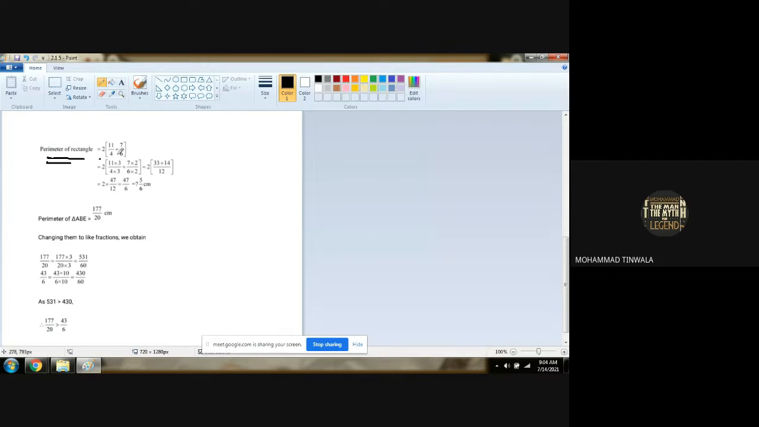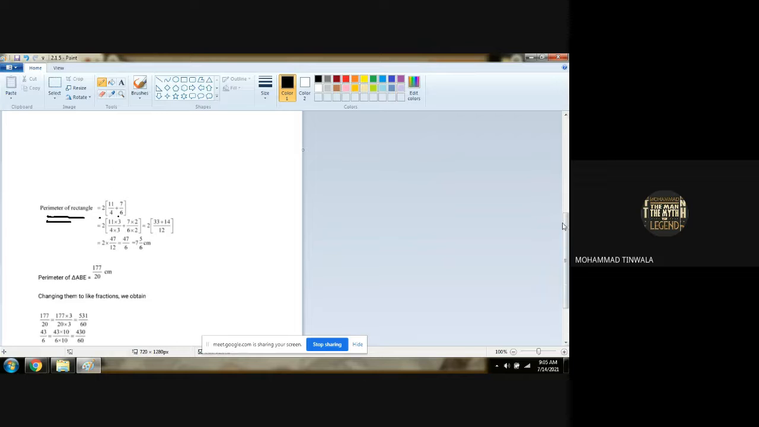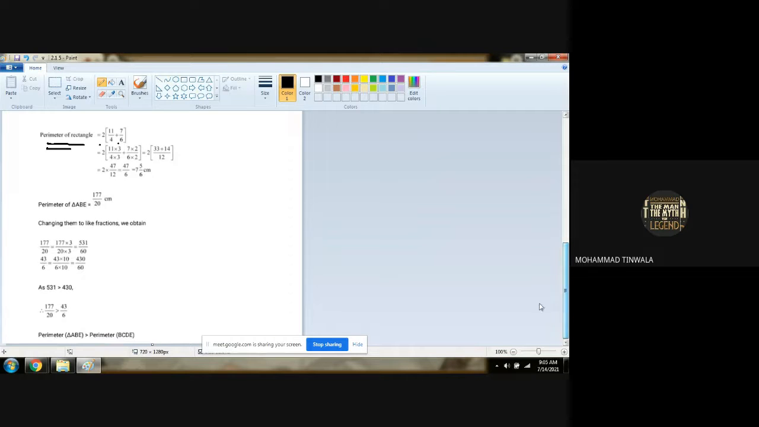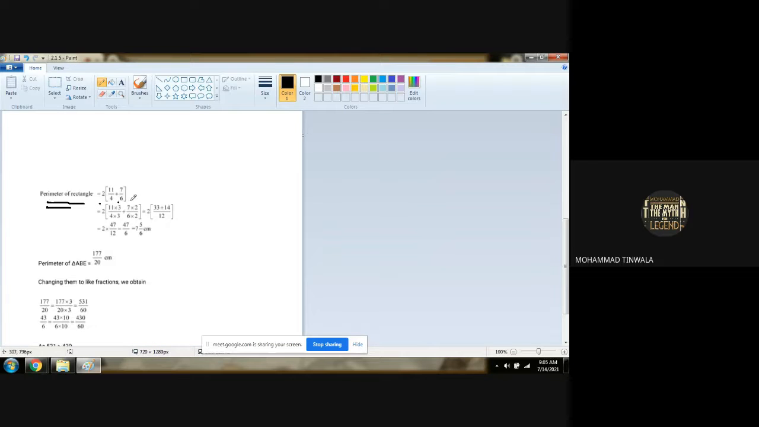Now again LCM, we cannot add this. We have to solve this bracket first, but we cannot add because both the fractions are unlike. We have to convert them into like fractions. So for converting them into like fractions, we will take the LCM again. After getting the LCM, we get 12. So 4 into 3 is 12, 11 into 3, 6 into 2 is 12, 7 into 2. So 33 plus 14 over 12 as common. So 2 into 47/12. Where did 47 come from? 33 plus 14.